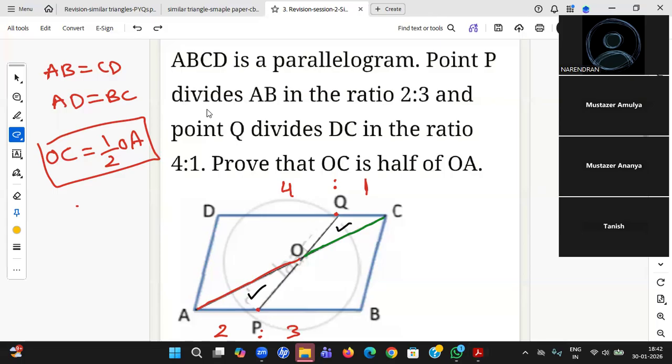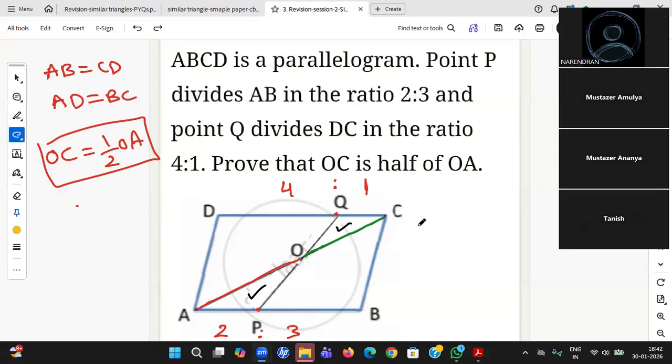In the similar triangles chapter, you only need to see the question in different ways. Yes, Tanish, right answer. Rujita has done this question before. Very good. Okay, students, so she just said absolutely right.